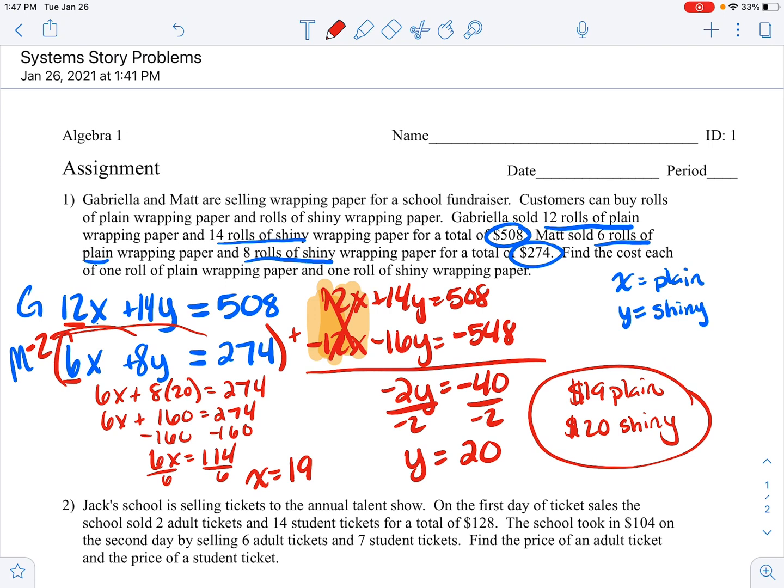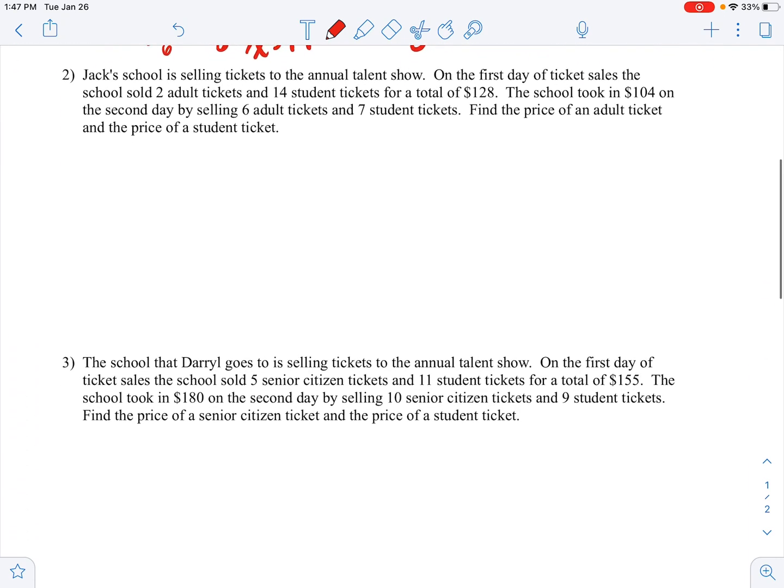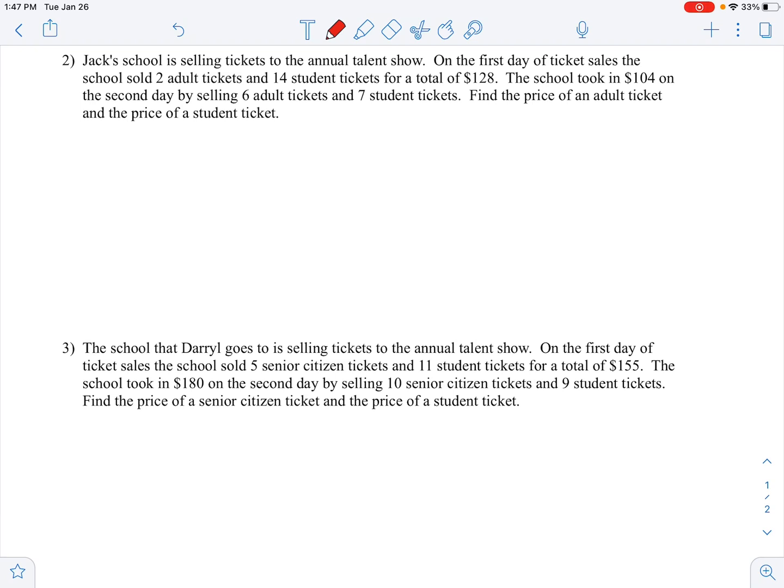Okay, let's look at the next one. I want you guys to go through this and find your totals. Pause the video and try to find your totals. All right, here we go.